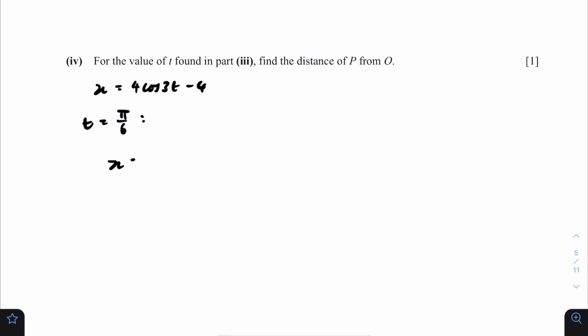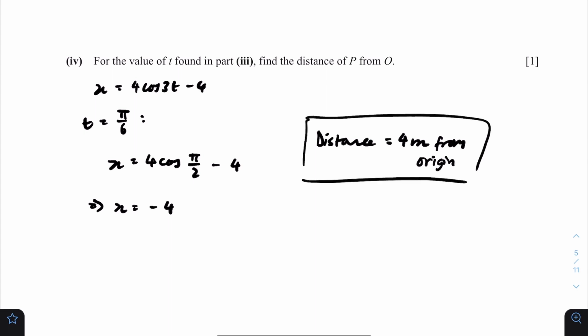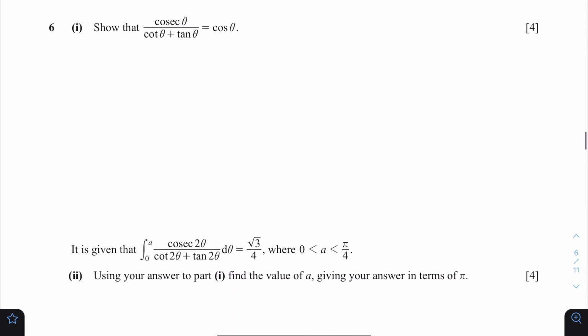So we can say x is equal to 4 cos, and then pi over 6 times 3 is pi over 2, minus 4. So therefore, x is equal to negative 4. However, remember that they're asking for the distance, and distance can only be positive. Therefore, we say the distance is equal to 4 meters from origin, or O, rather. All right. Let's go to question 6.